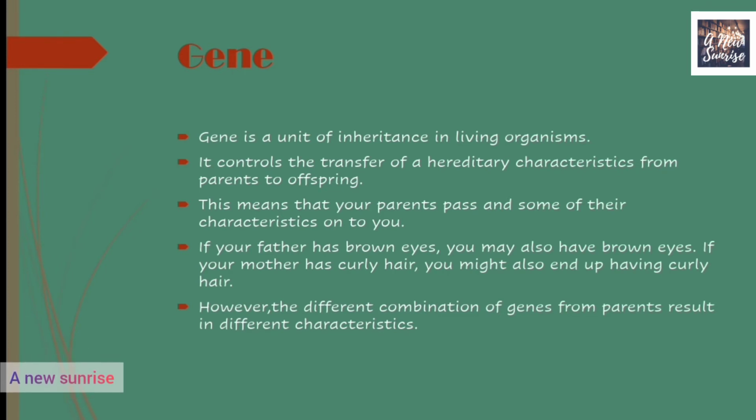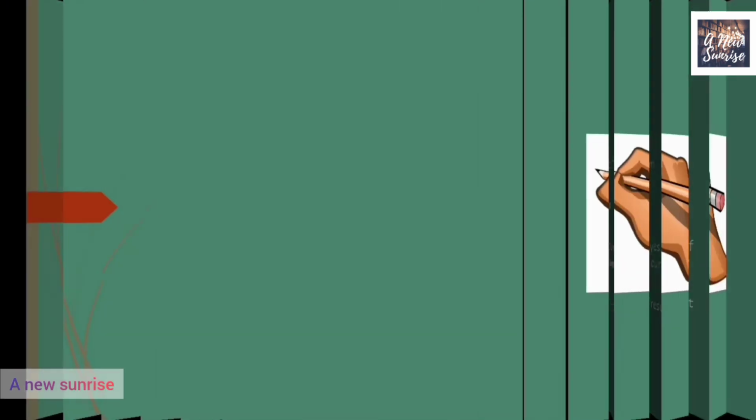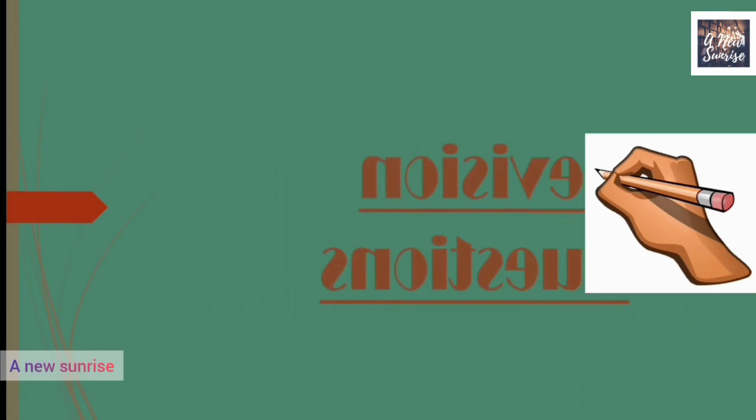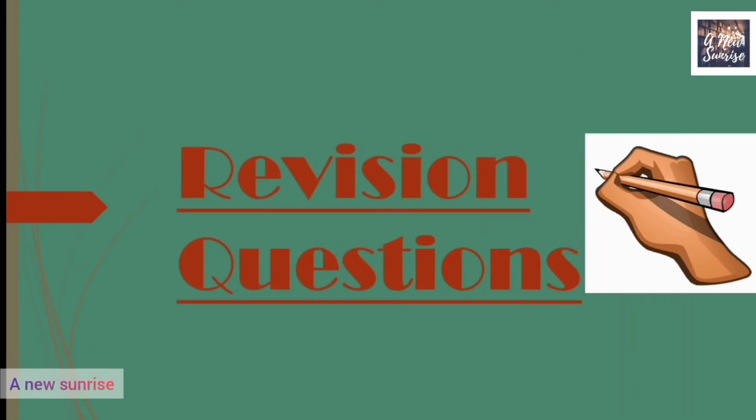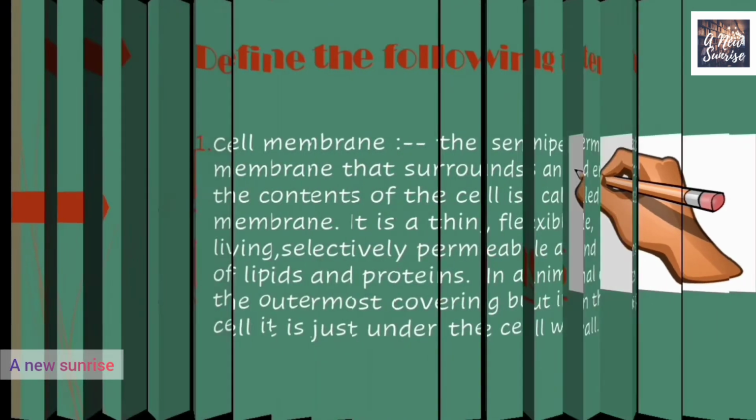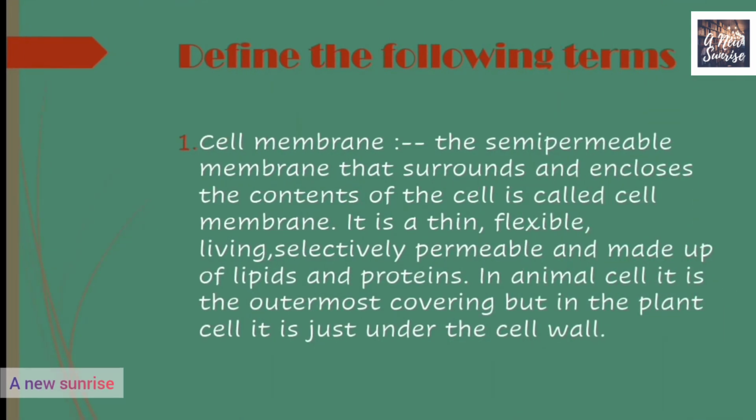So these were the topics that we covered in this video. Now what we are going to do is, whatever topics we have learned or whatever concepts we have understood, we will revise it all through some revision questions. So let us start the section of revision questions. The first revision question is, define the following terms. The first term that we're going to define is the cell membrane.